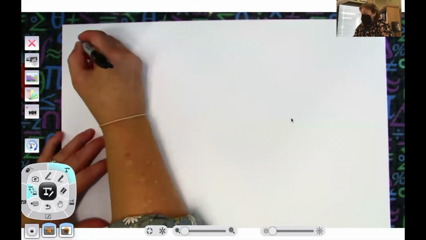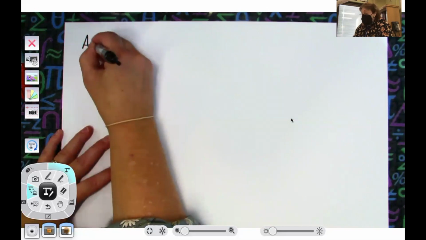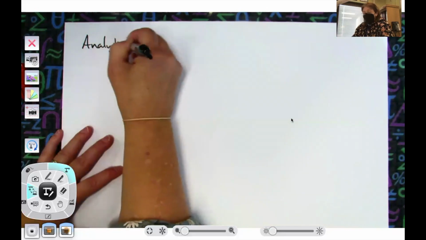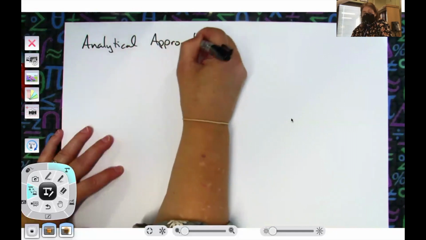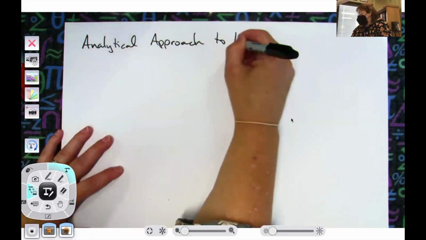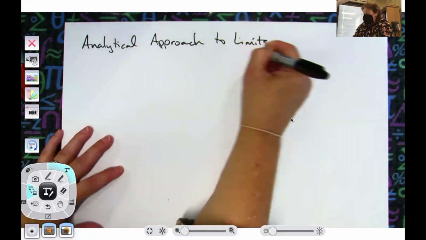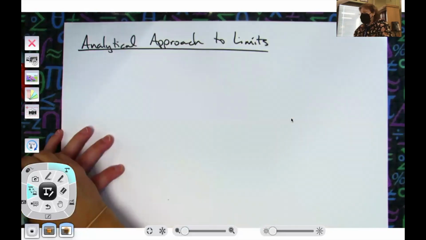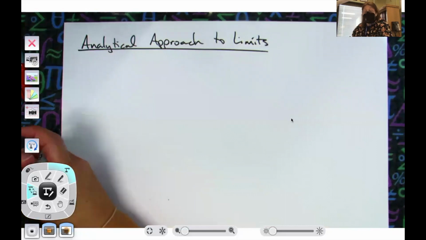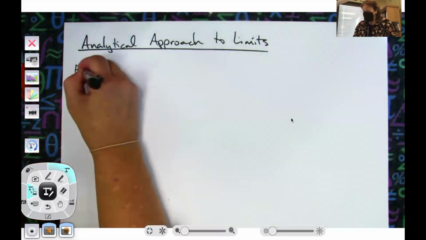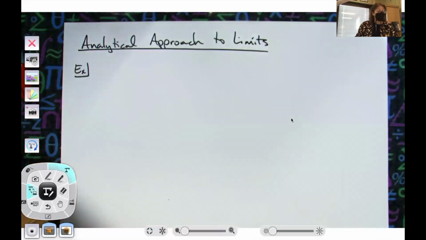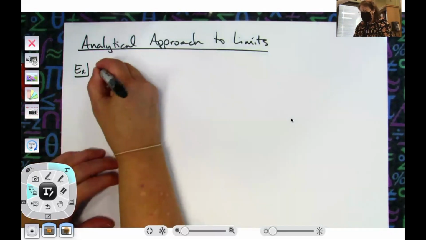Okay, now we're going to take an analytical approach, or an algebraic approach. Analytical approach to limits. So basically this means we're going to just work out some algebra. Now obviously in this beginning section, we're going to do the really easy ones. They're not going to do anything that's really challenging in this first section because we're just doing baby steps.